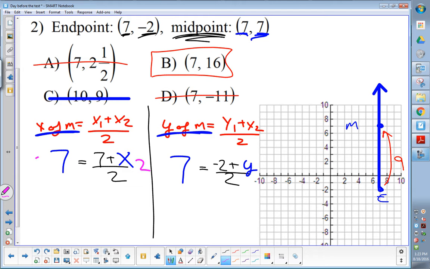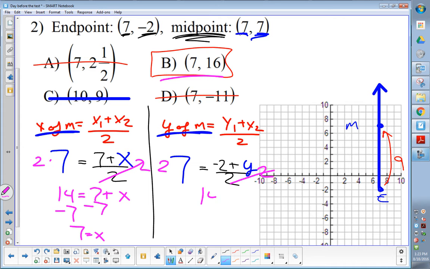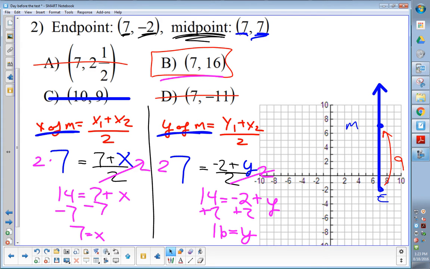Multiply both sides by 2. 2 times 7 is 14, equals 7 plus x, minus 7, 7 equals x. Hey, look what we said. Multiply this one, both sides by 2. 14 equals negative 2 plus y. Add 2, 16 equals y. If you know where they plug in, the math problem is easy. We're just struggling as to where they plug in as we go.